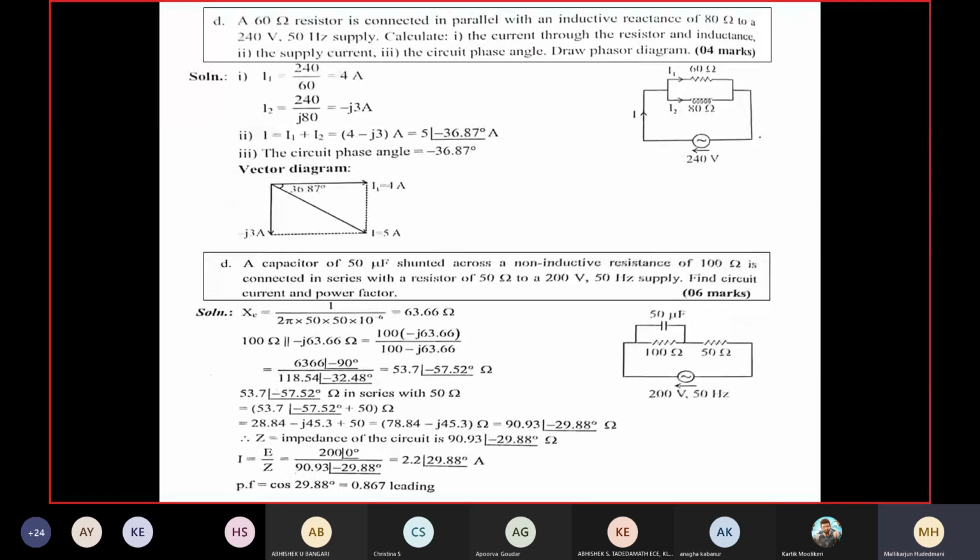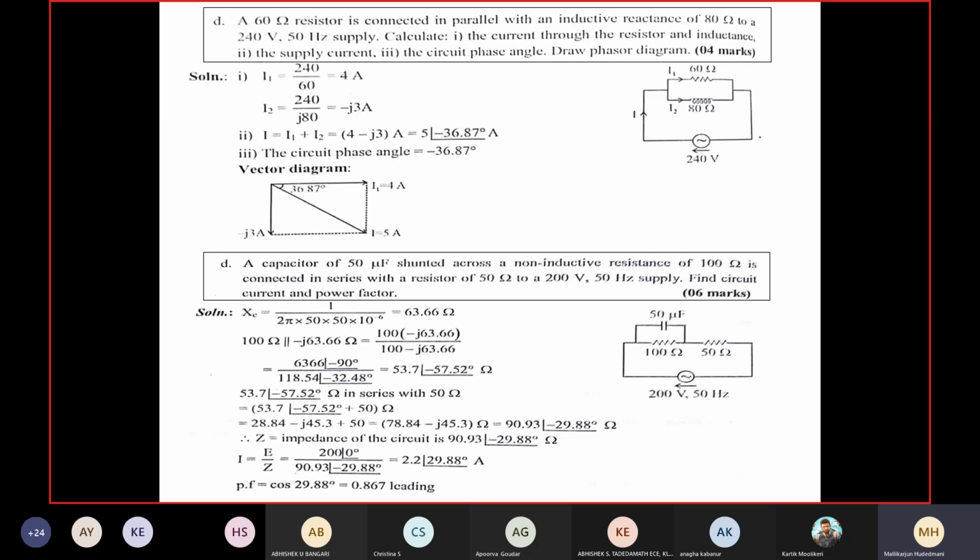Similarly, I'll move on to some other problems. Can you see one more problem I have posed to you? A 60 ohm resistor is connected in parallel with an inductive reactance of 80 ohm. You have only R and L in parallel. I think it's a very easy problem. Connected to a 240 volt 50 hertz supply. Calculate the current through the resistor and inductance, total current, supply current, and the circuit phase angle. Draw the phasor diagram. You can see marks also there. 4 marks were mentioned for that problem. So it's very easy. You can just check the problem.